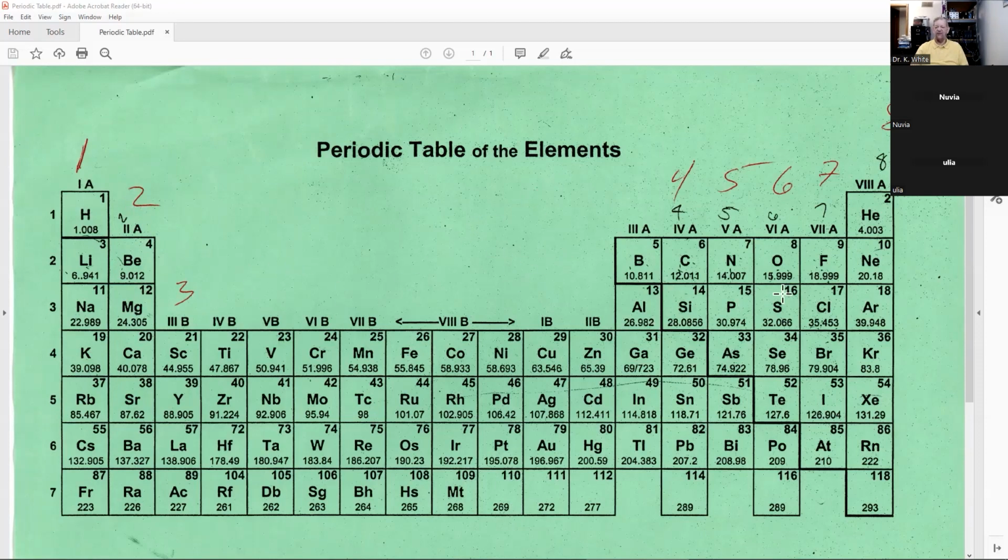And so on. Same thing with the halogens. Fluorine, chlorine, bromine, iodine all have 7 valence electrons.